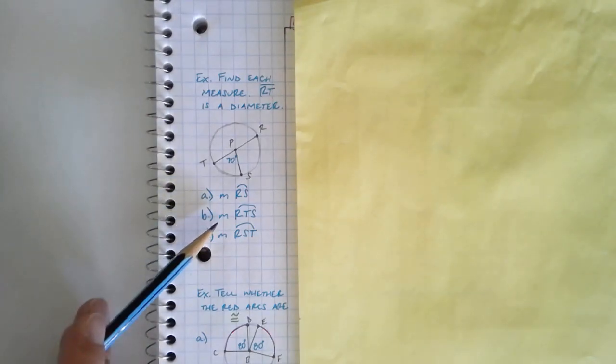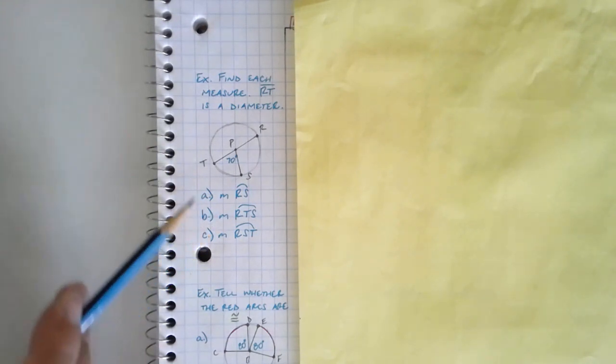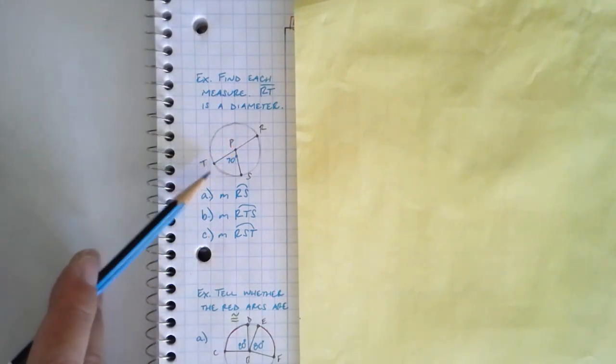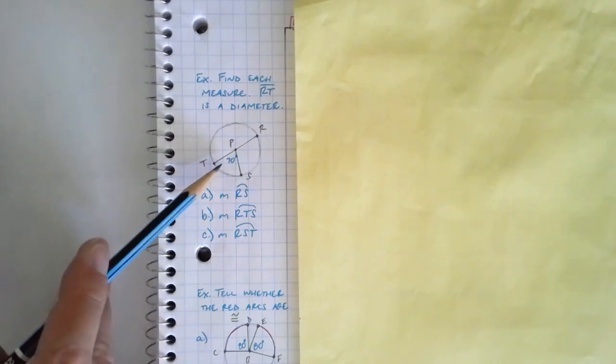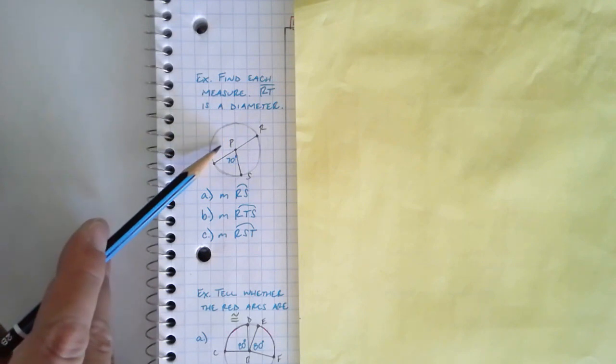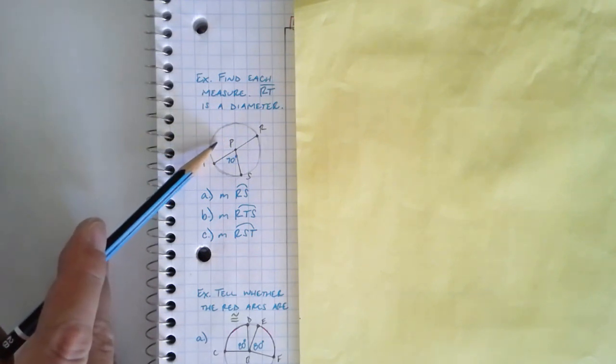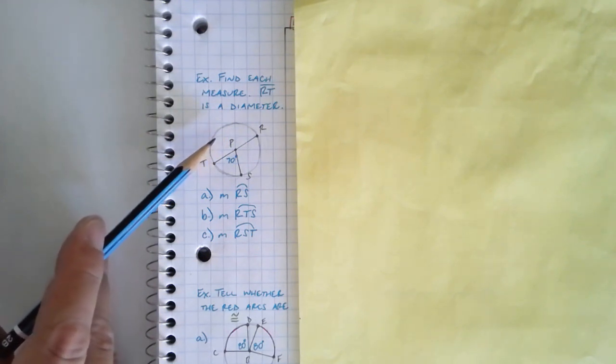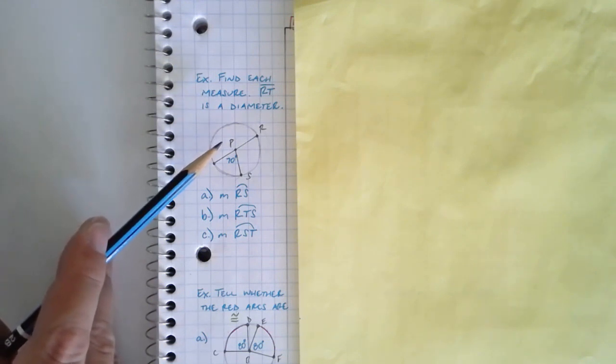Part B, major arc RTS. Again, I want it in degrees. R to T to S. So essentially, I'm adding up this slice and this semicircle slice. That's the arc addition postulate right there, the first theorem that we talked about in the last clip. Arc addition postulate says this.